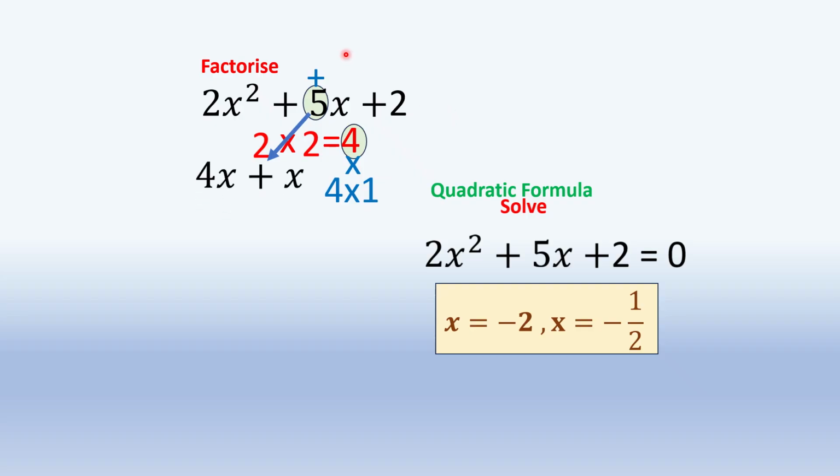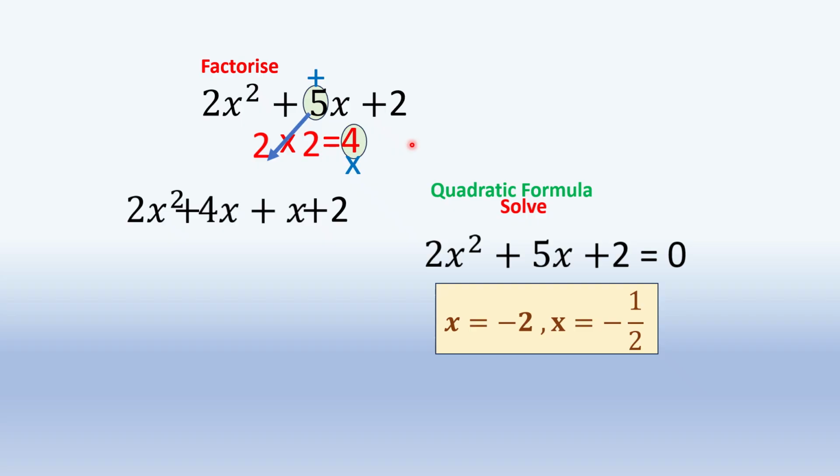Alright, so the 5x is going to be 4x plus x, because this is 4 and that's 1, so it's 4x plus x. Now let's bring this number down, 2x squared, and let's bring the constant. Now instead of 5x, I will write 4x plus x, because 4x plus x is similar to the 5x, isn't it? So now your question is 2x squared plus 4x plus x plus 2.